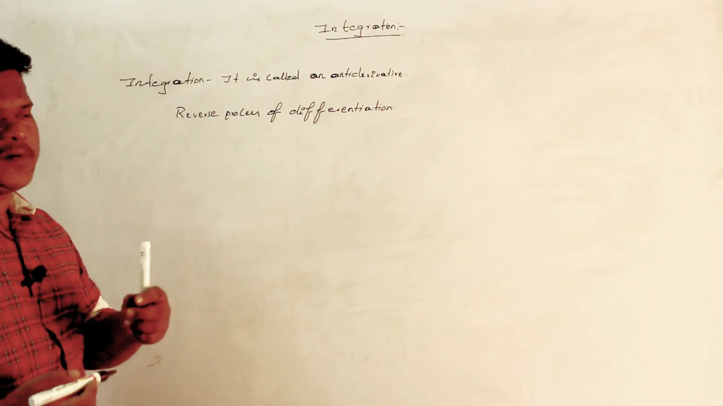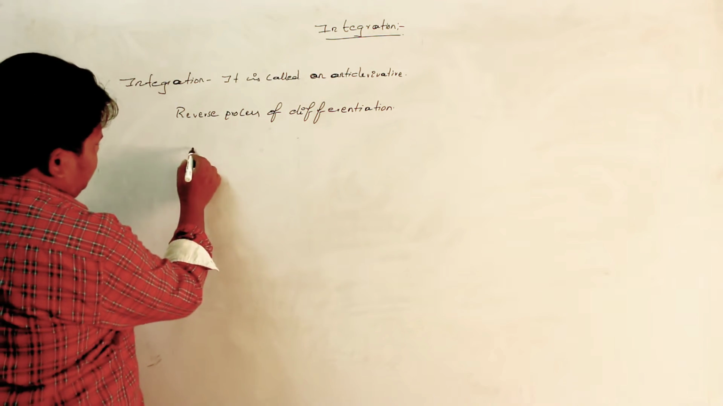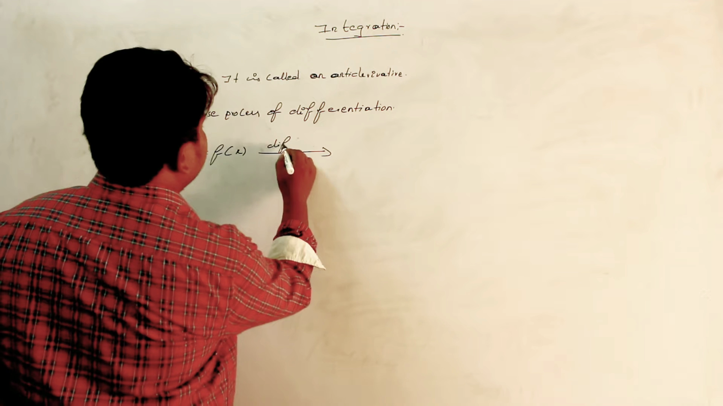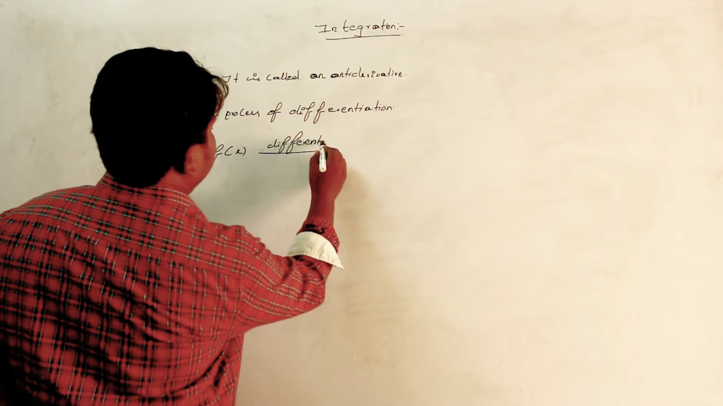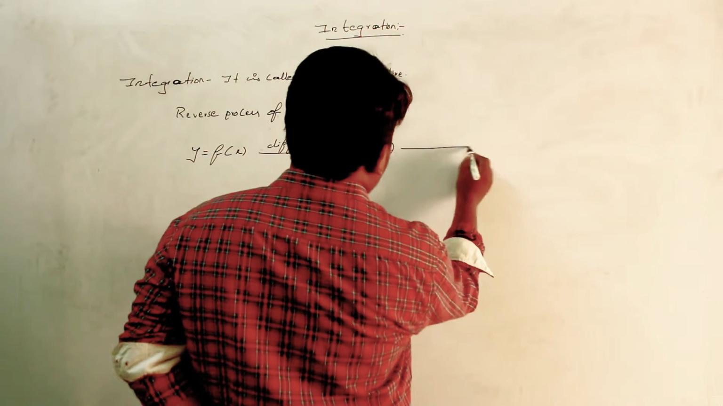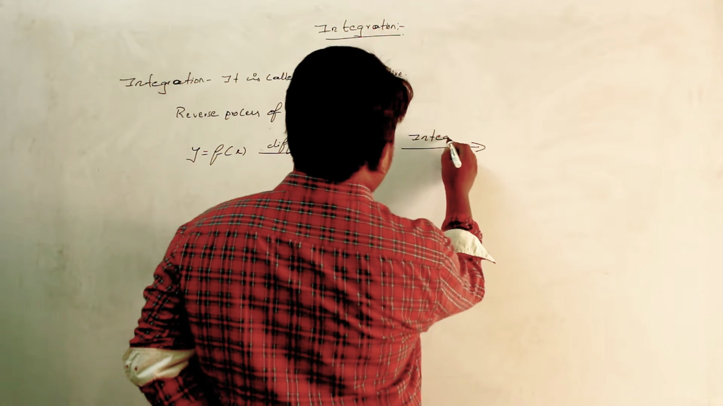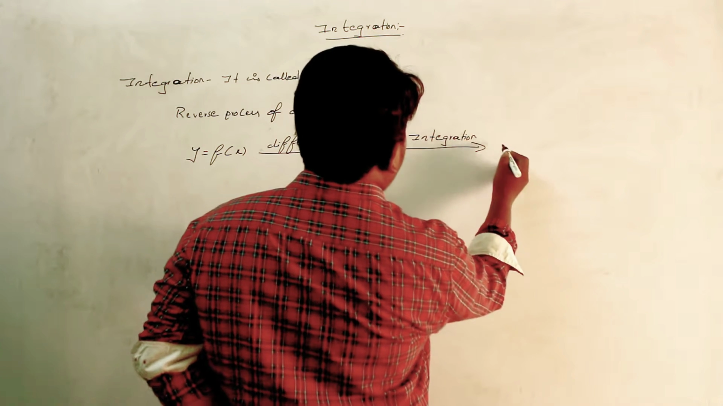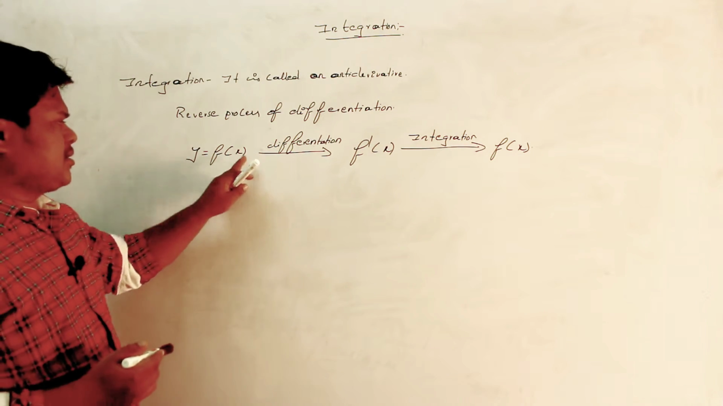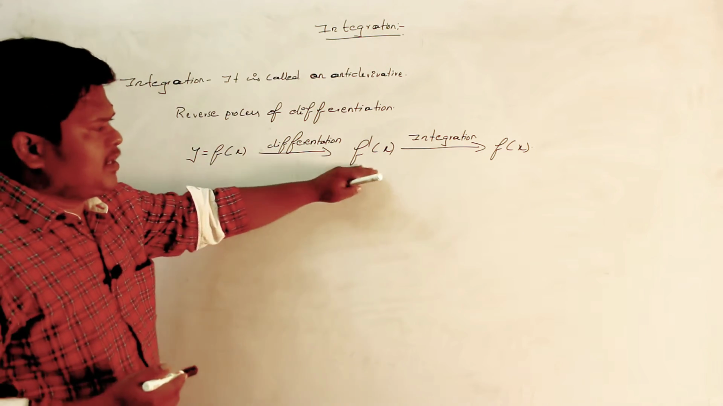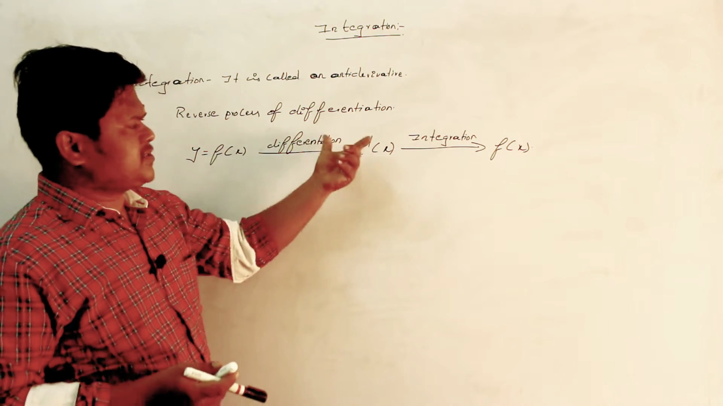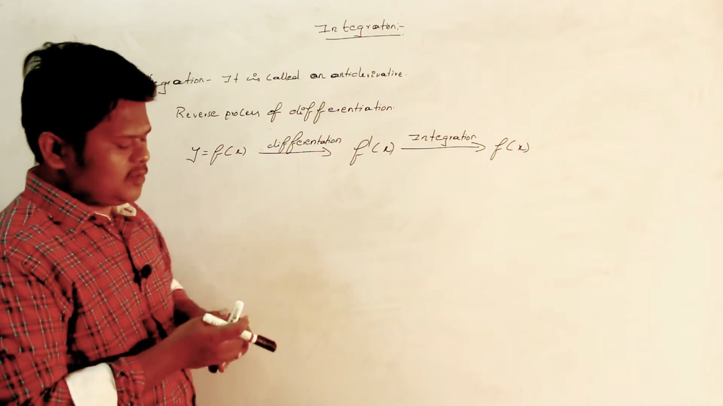Reverse process in the sense, for example, let us take an example. If we take a function y is equals to f of x, if I differentiate this one, then I will get f dash x, and if I again integrate this one, then again I will get f of x. So a function on differentiation gives f dash x, and on integration again it will give f of x. That is, here integration nullifies the effect of differentiation. That is how we can call integration.